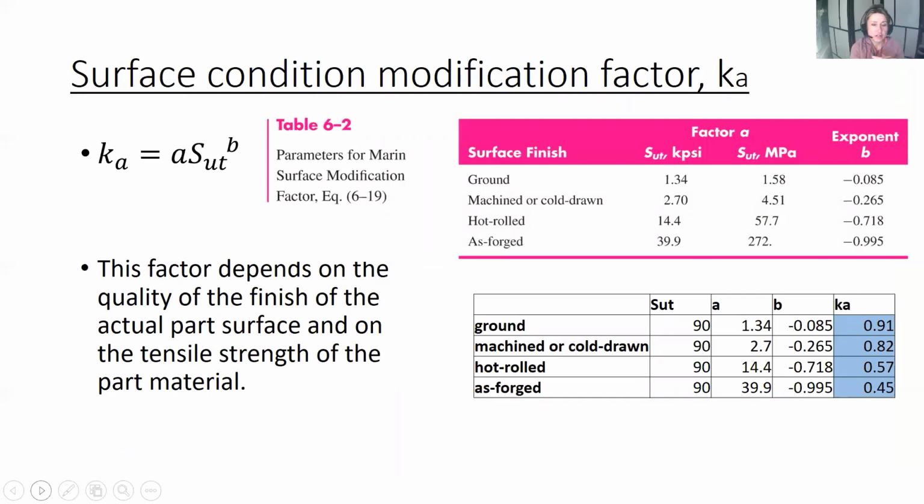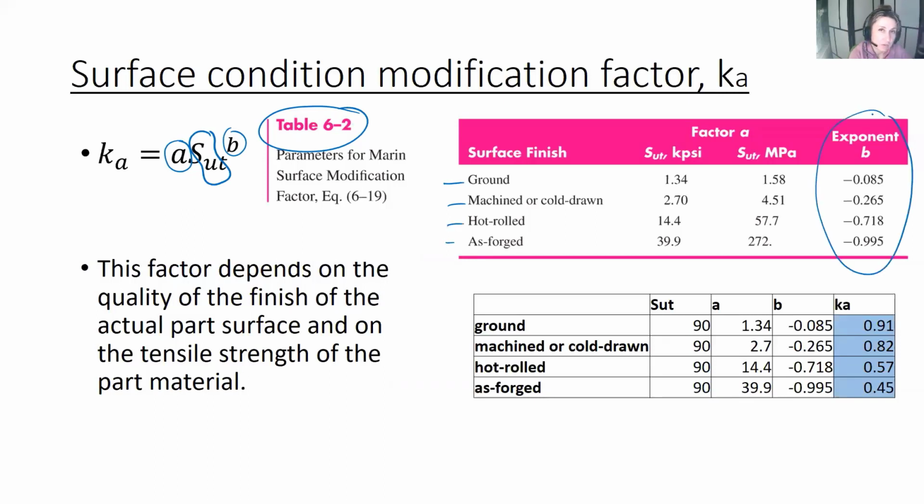So the first factor is the surface condition modification factor, Ka. And this factor depends on the quality of the finish of the actual part surface and on the tensile strength of the part material. So here it is. Here is the ultimate tensile strength. And then you have these two factors, A and B, that you get from table 6.2. So copy paste this table into your analysis tool or just program the values in directly. You have 4 different surface finishes here. The exponent B isn't going to change depending on your unit system, but the A factor will change depending on if you're in kpsi or MPa.